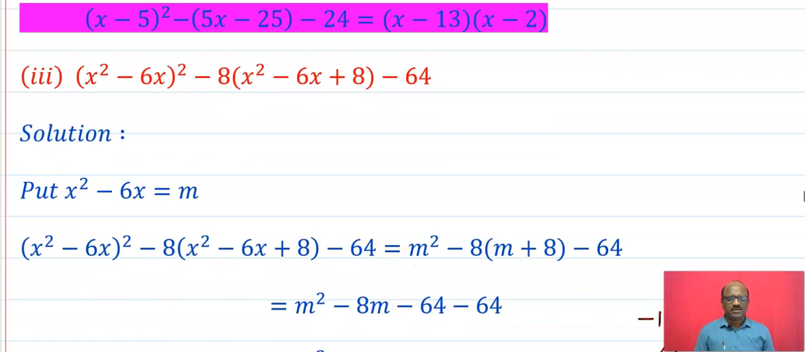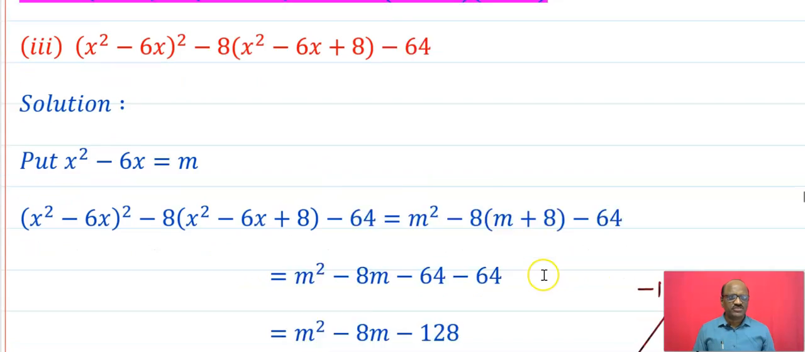Now the third example, example number 3: (x square minus 6x) whole square minus 8 (x square minus 6x) plus 8 minus 64. By observing this example, x square minus 6x is common in this polynomial. Therefore we will substitute x square minus 6x as m. Therefore you will get m square minus 8, x square minus 6x as m, plus 8 minus 64.